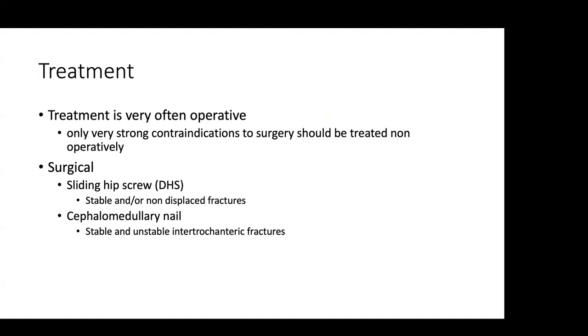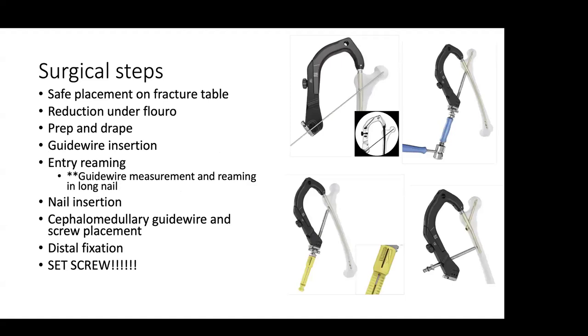Okay. Obviously the treatment's operative. You can either use a screw and side plate or a nail. The steps are very similar actually, as far as fixation to your sliding hip screw. You want to place the patient on a fracture table. The attending will reduce the fracture under fluoroscopy. Okay. Then they'll usually lock it. You'll prep and drape. You'll make an incision and put a guide wire in at the tip of the troch. That will be advanced. You'll do an entry reamer to open up the femoral canal.